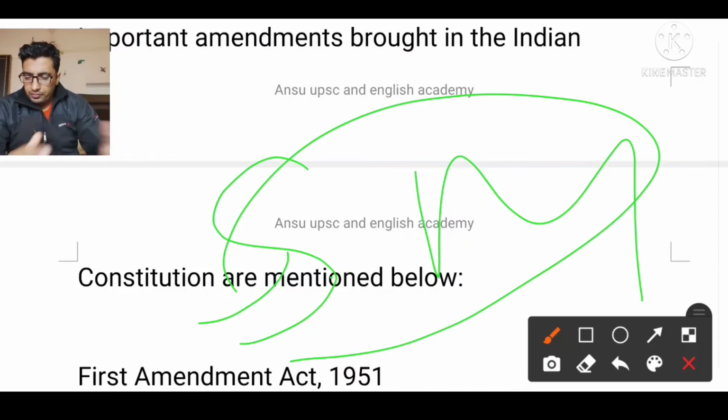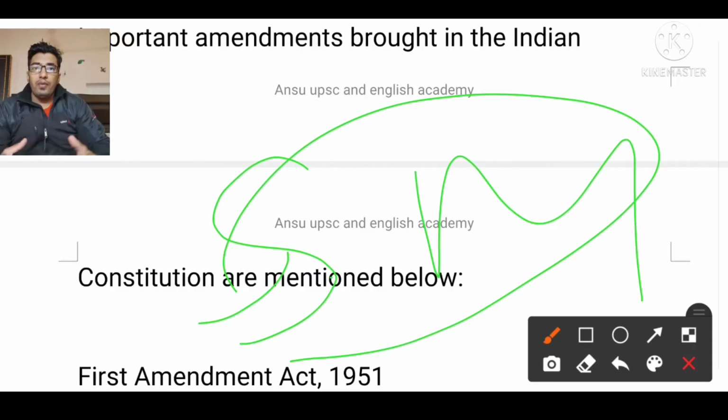Those would automatically be considered under the special majority. The third way to amend the Constitution is if your law affects the federal structure of the Constitution, then ratification by half of the states is required to pass the bill. That is the third way to amend the Constitution. Like if I talk about GST, GST has a total impact on state revenue. That's why there was a requirement of half of the states. After ratification by half of the states, the law came into existence in July 2016.